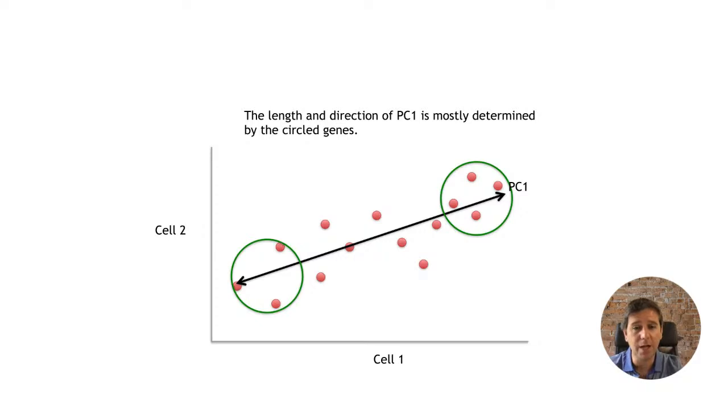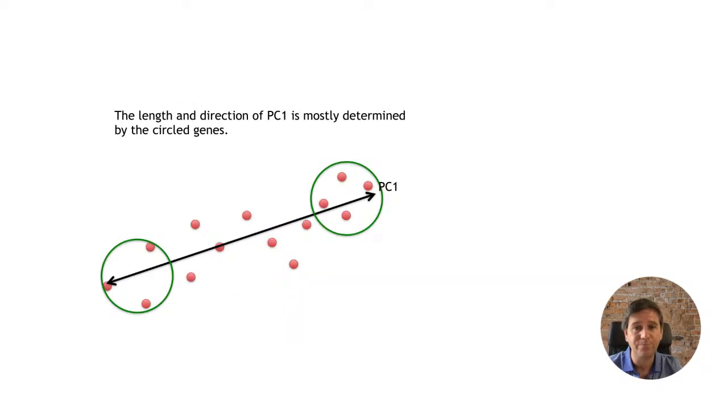So, as we said, the ends of these data points capture the biggest spread, right? If you were going to draw this line, where you put the tips or where you orient the line is really determined by these points at the end, right? These circled genes have the biggest influence on this line, its length, and indeed its orientation here, right? So the length and direction of PC1 is mostly determined by these circled genes.